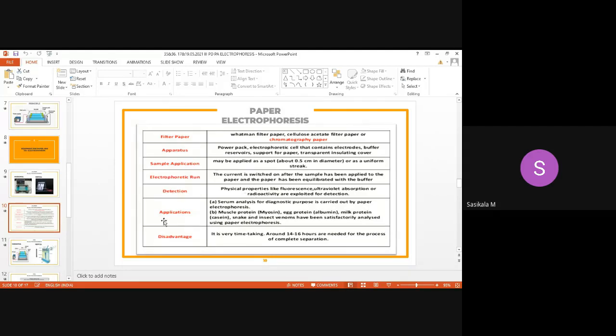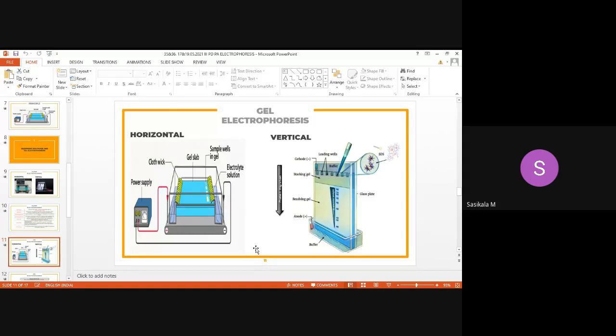Now applications: different particles and biomolecules present in serum can be separated for diagnostic purposes. Any disease diagnosis can be done using paper electrophoresis. We can separate many body proteins, myosin, albumin, and milk protein casein, and snake and insect venoms, all of which can be separated and analyzed by paper electrophoresis. Disadvantages: it is a time consuming process, taking around 14 to 16 hours to complete the separation. Okay, this is about paper electrophoresis.